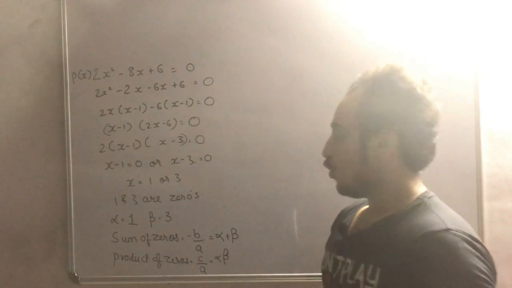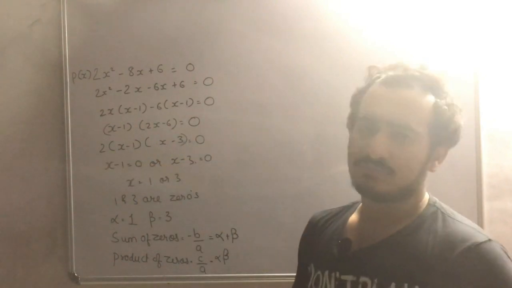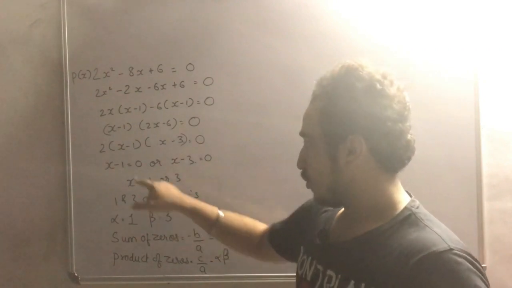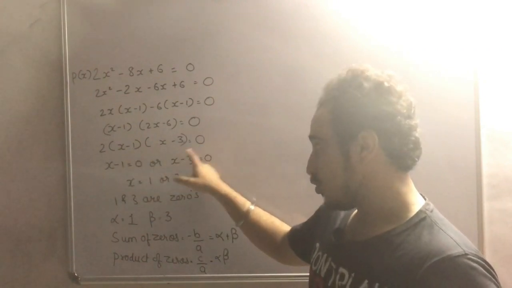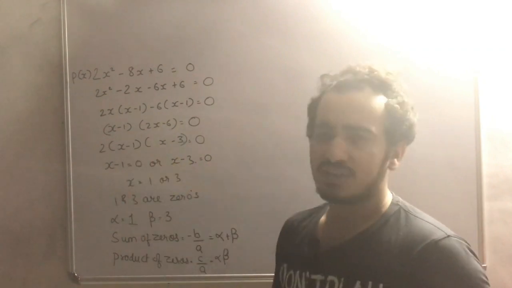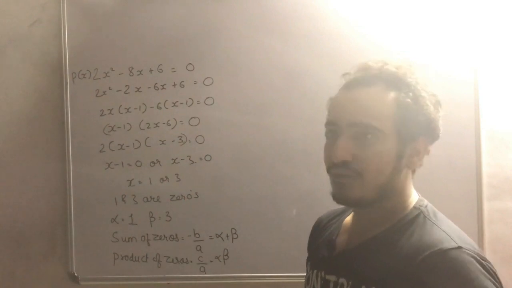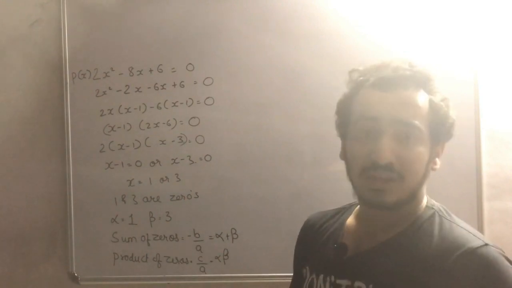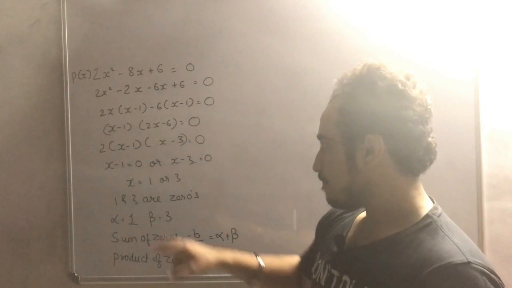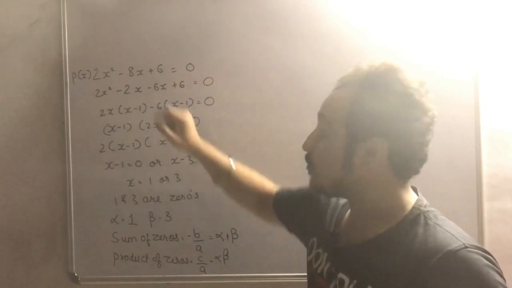Now we know that 2 is in multiplication, so it goes to the other side and the answer will be 0. So x minus 1 equals 0 or x minus 3 equals 0, only then the multiplication of both is 0. Either x minus 1 equals 0 or x minus 3 equals 0, so from this we get 1 or 3 as the zeros of this polynomial.